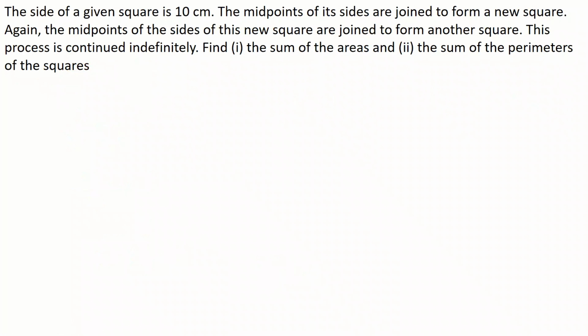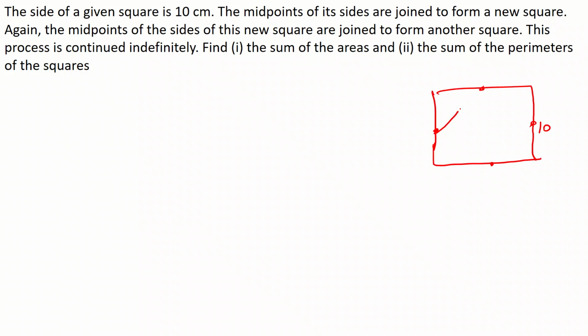Okay, next question. The side of a given square is 10 centimeter. So we have a square. So this is my square, and the side of this square is given to be 10 centimeter. The midpoints of its sides are joined to form a new square. So this question says that I join all of these midpoints to get a new square.